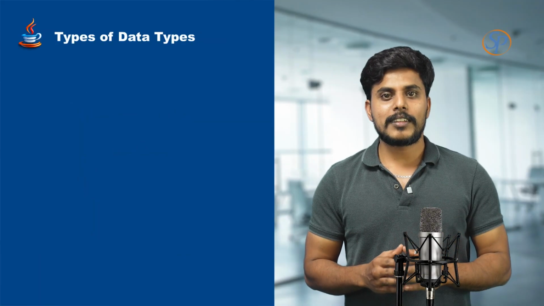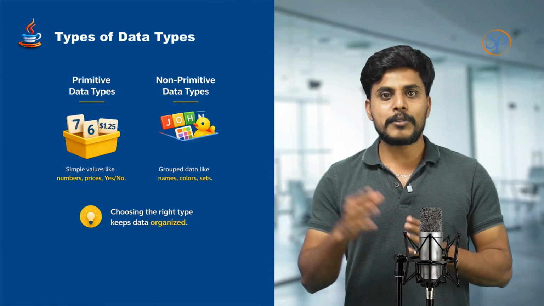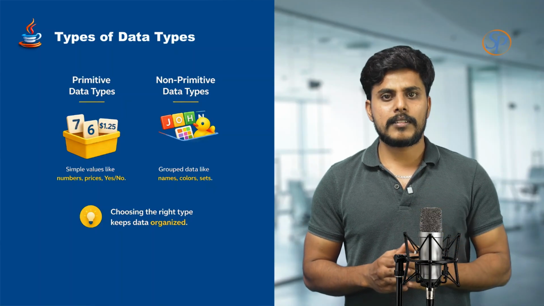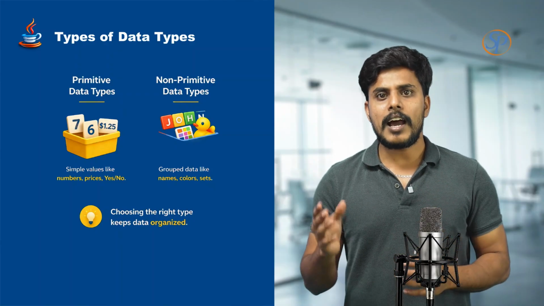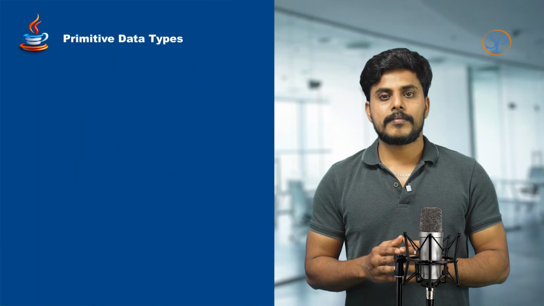Before we move further, in Java, data types are divided into two categories: primitive data types and non-primitive data types. Primitive data types are simple and built-in. Non-primitive data types are more complex, like string, array, and objects. In this video, we will focus on primitive data types.